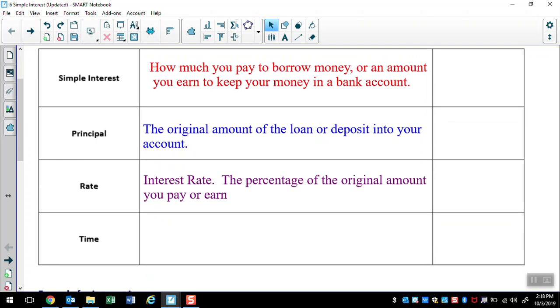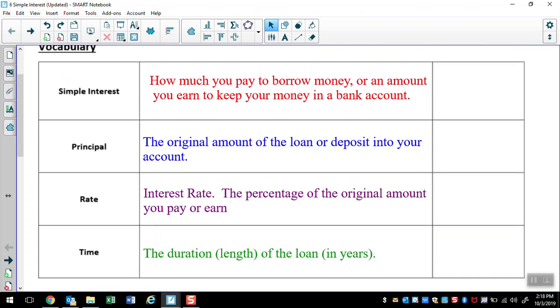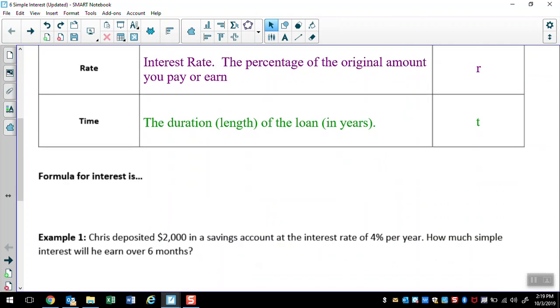Rate is your interest rate. It's the percentage of the original amount you pay or earn. And time is the duration, the length of the loan in years. Each of these can be simplified with a variable. So we use the capital I for simple interest, the capital P for principal, a lowercase r for rate, and a lowercase t for time. The formula that we can use to calculate simple interest is I equals PRT.